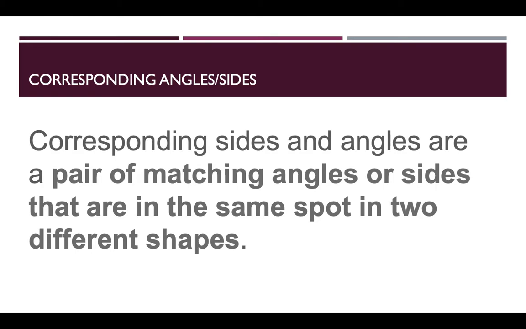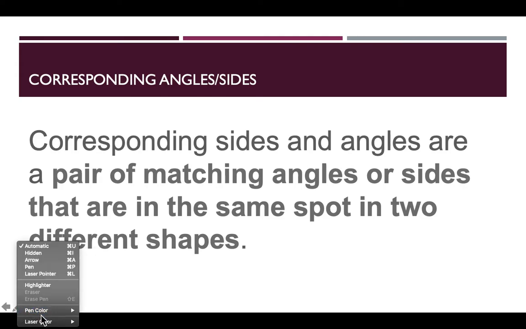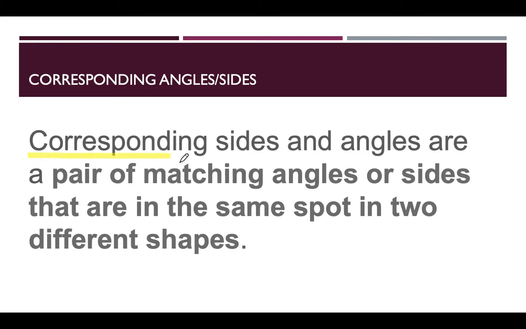Before we start, I am going to go over vocabulary with you. You are going to hear me use the word corresponding a lot, okay? You'll hear it in the lesson activity. You'll hear it with our meetings and stuff. But corresponding, so your shapes are going to have corresponding sides and corresponding angles, okay? So what they are is a pair of matching angles or sides that are in the same spot in two different shapes, okay? Sounds confusing?